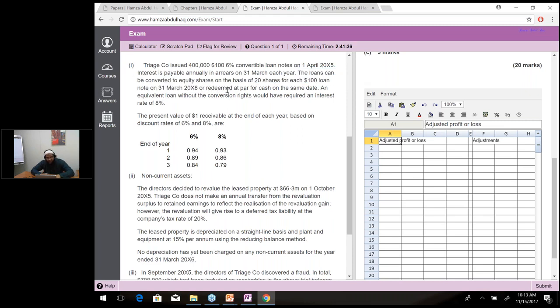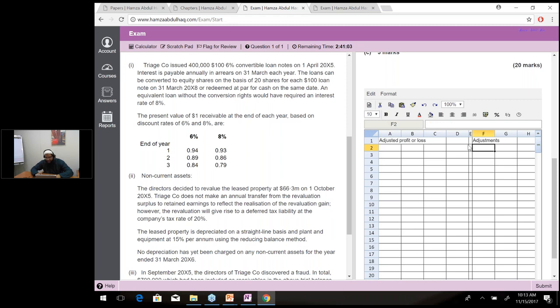Or redeemed at par for cash on the same date, or this can be redeemed at par. An equivalent loan note without the conversion rights would have required an interest rate of 8%. So 8% is actually the market rate or the effective rate. So we will be using this to calculate the present value. The question further says that the present value of $1 receivable at end of each year based on discount rates of 6% and 8% are. Now the question is given as the discount factors.